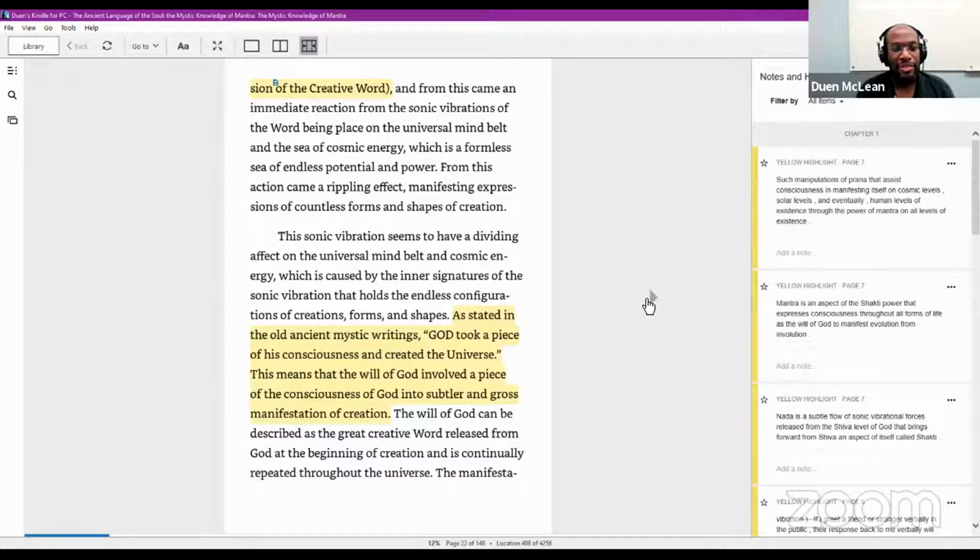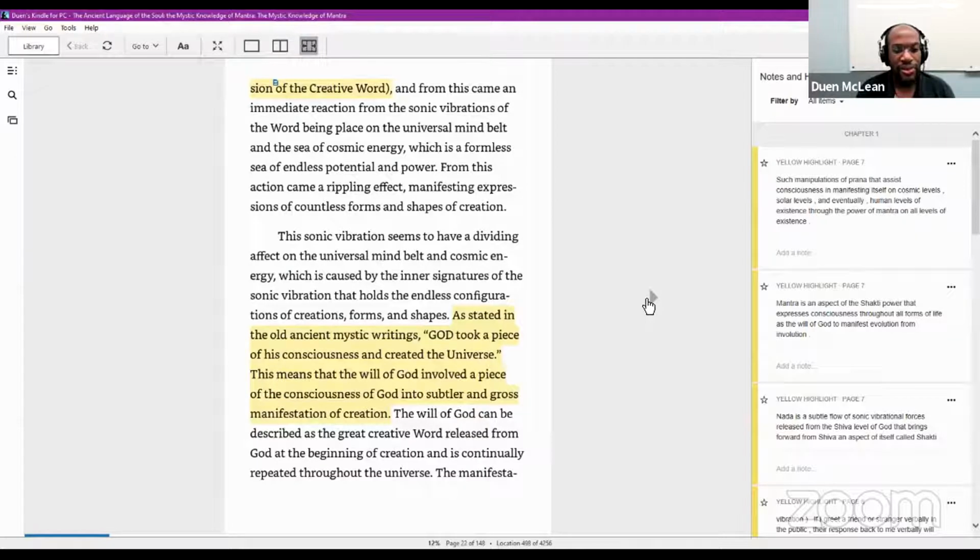And from this came an immediate reaction from the sonic vibrations of the word being placed on the universal mind belt and the sea of cosmic energy, which is a formless sea of endless potential and power. From this action came a rippling effect, manifesting expressions of countless forms and shapes of creation. This sonic vibration seems to have a dividing effect on the universal mind belt and cosmic energy, which is caused by the inner signatures of the sonic vibration that holds the endless configurations of creations, forms, and shapes.